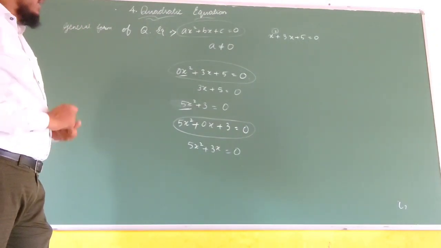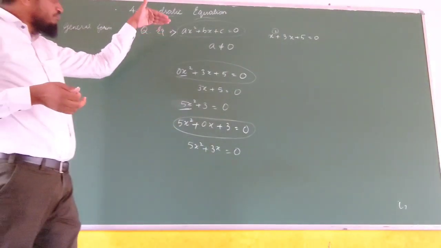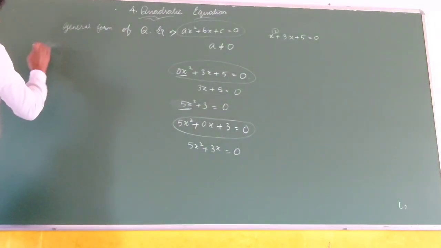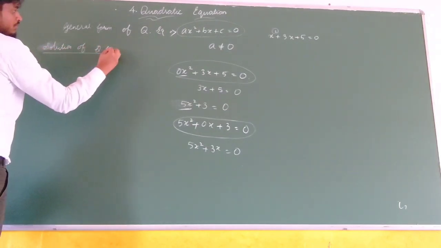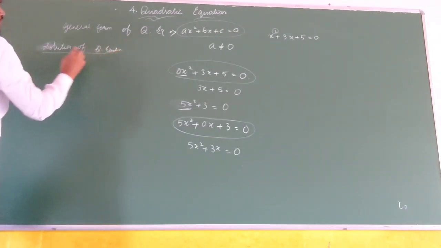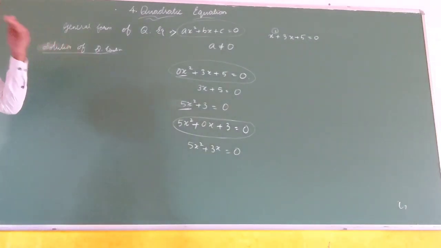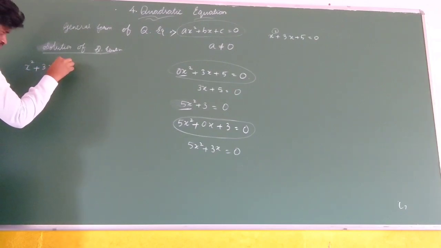And then one more thing, right? Now how can we find the roots? How can we find the solution of a quadratic equation? The solution of the equation is also called the roots. So how can we find the solution of a quadratic equation? Let's consider a quadratic equation: x square plus 3x plus 5.